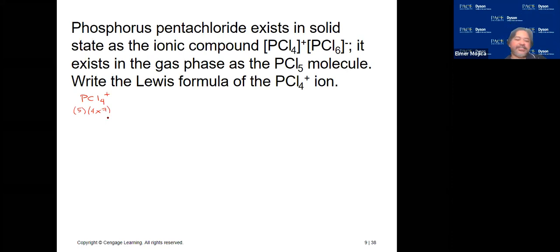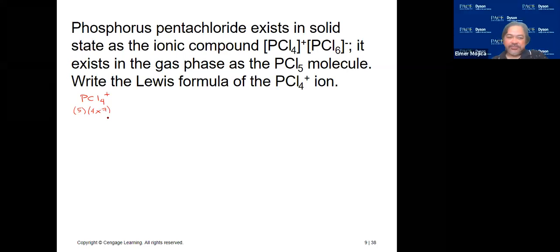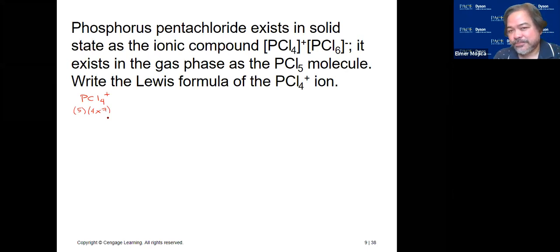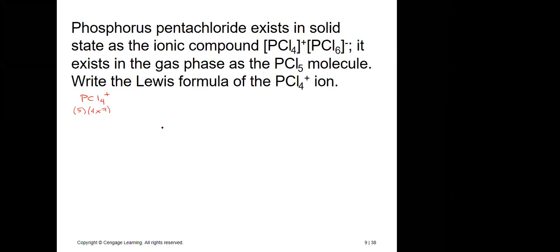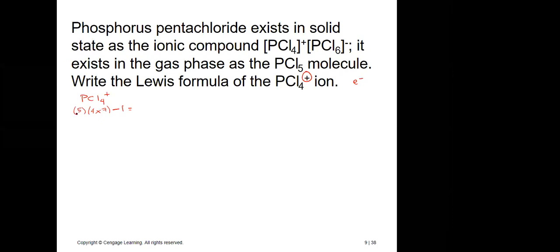Now, if we have a charge, depending on the charge, we might add or subtract the number of electrons. So, what is the charge of the electron? Positive? Negative? Okay, an electron is negative. So if you have a positive charge, you have to subtract 1 electron, because that means it is deficient in electrons. So 4 times 7 is what? 28, right? Plus 5 here, 33, minus 1. So you have 32 electrons.